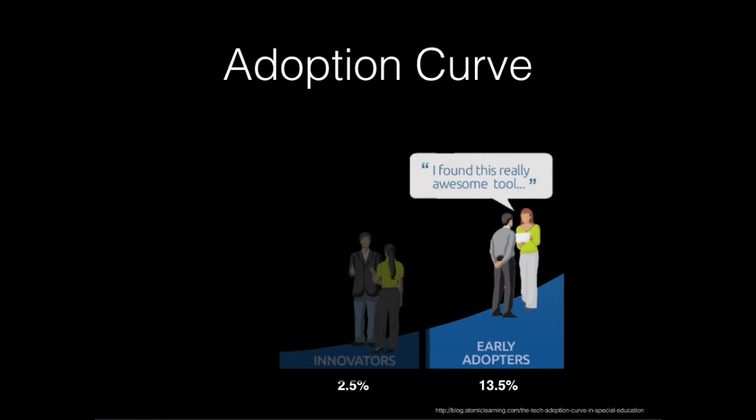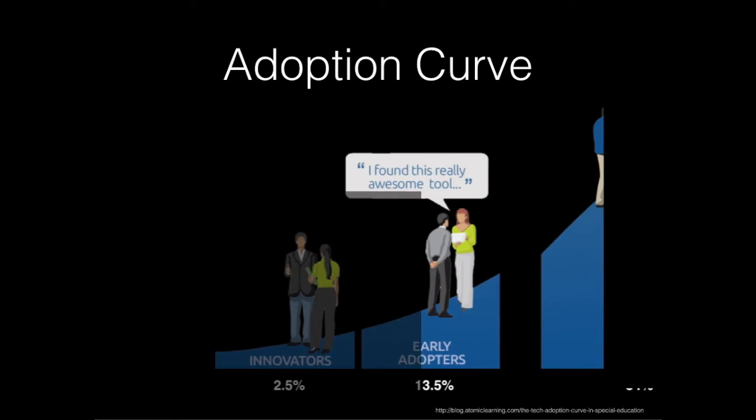The next group, which makes up 13.5%, is the group of the early adopters. These are risk takers who really see the full potential in the technology, and these early adopters see that opportunity for high returns in the utilization of technology.